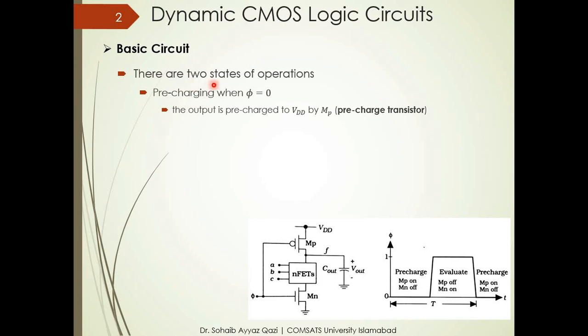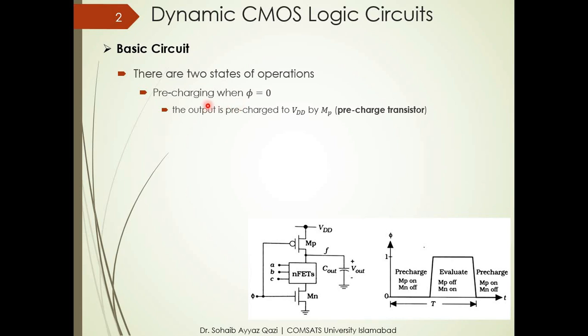The first mode is a charging state, also known as the pre-charging state, when our PMOS is on and our NMOS is off. It charges the output capacitor here, and the other one is our evaluation phase where the capacitor discharges.